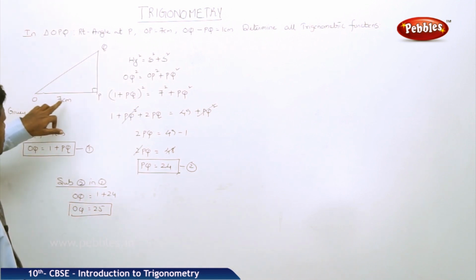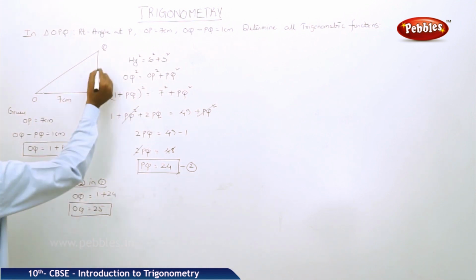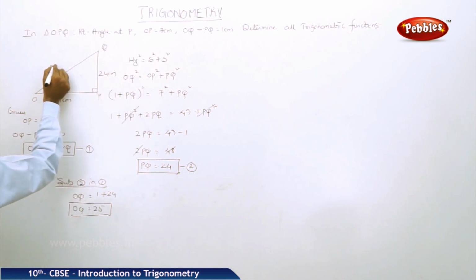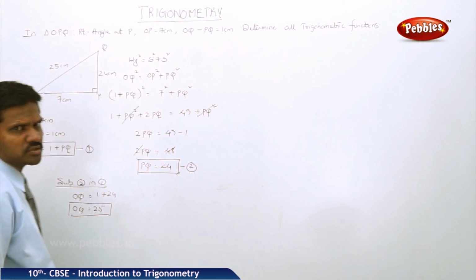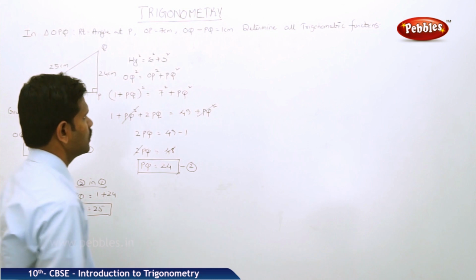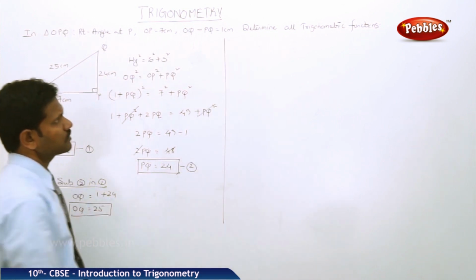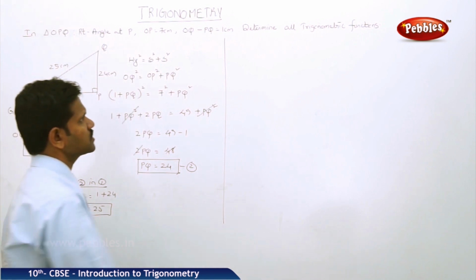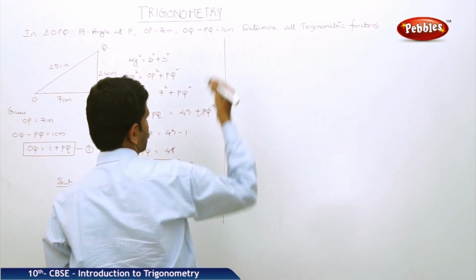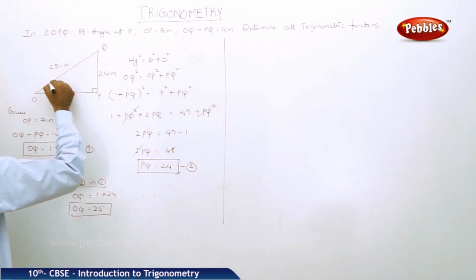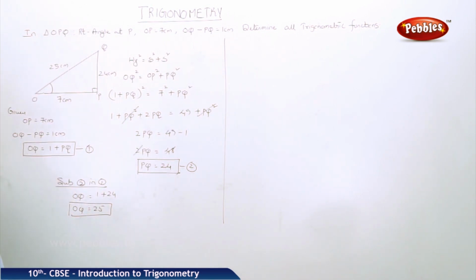Now, OP is 7 centimeters, PQ is 24, OQ is 25. The hypotenuse is the longest side. When compared to these two, this is the longest. Yes. Now, after this, determine all trigonometric functions. First find them with respect to angle O.